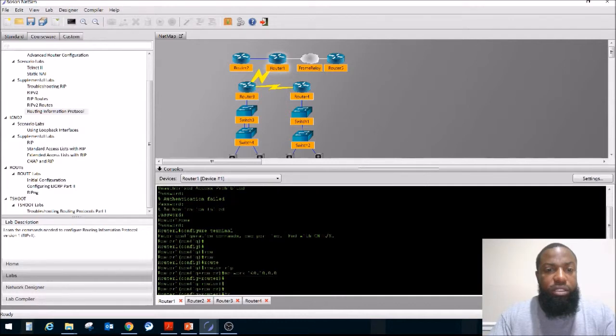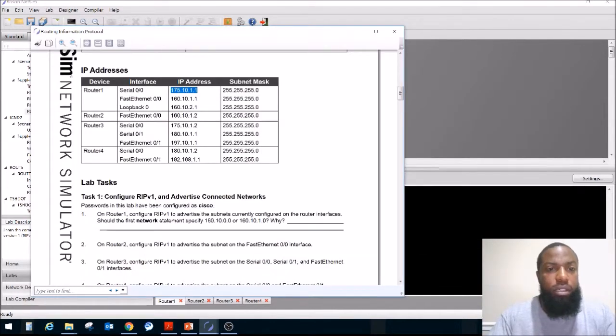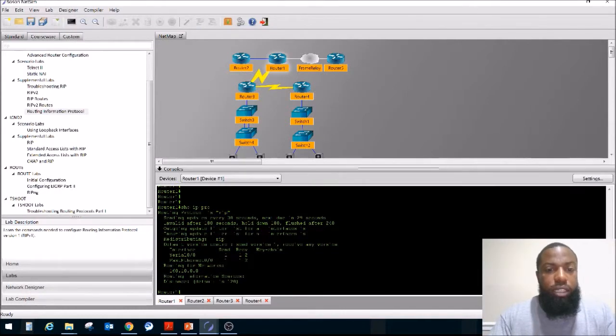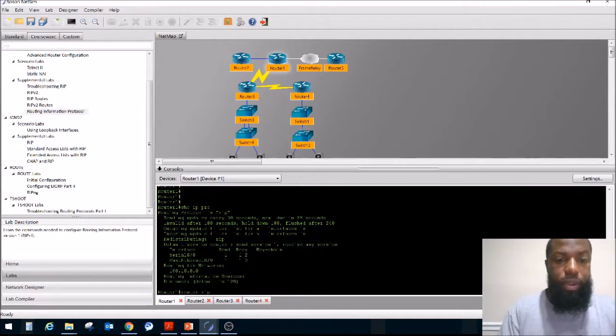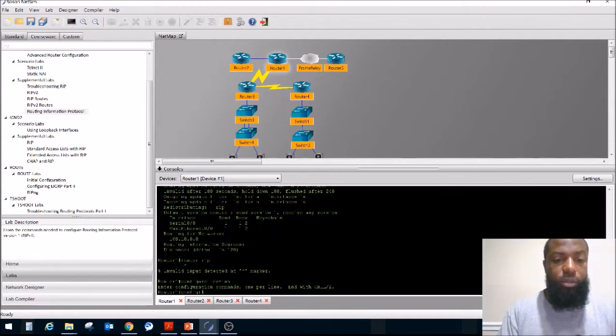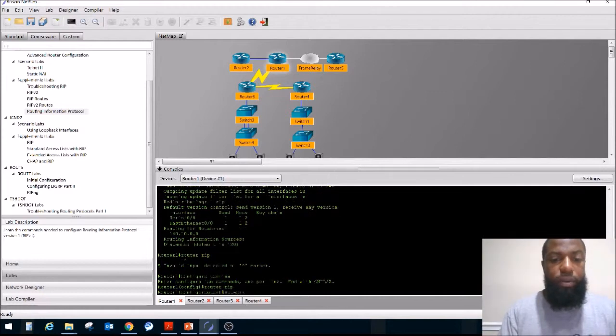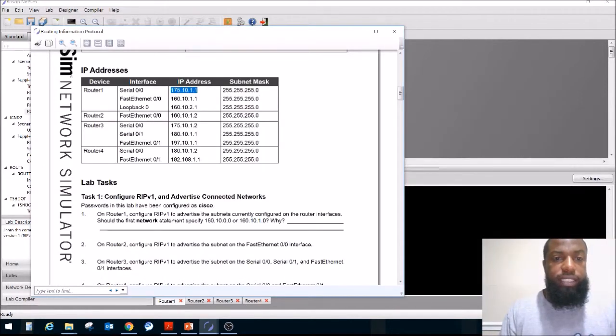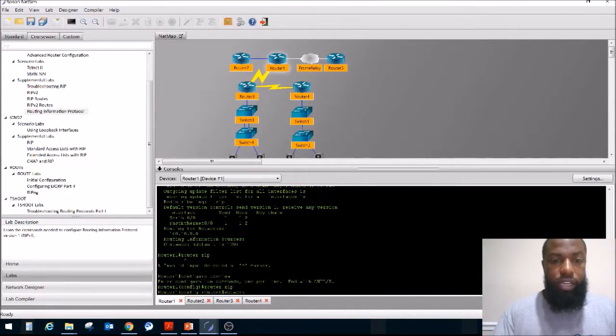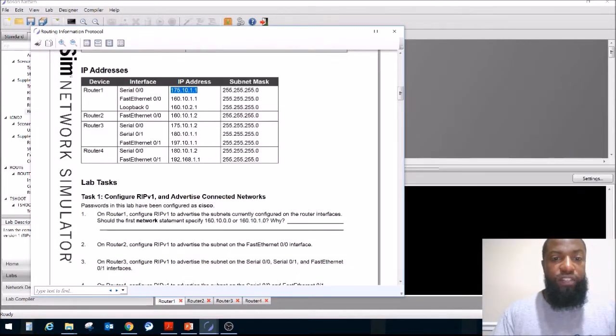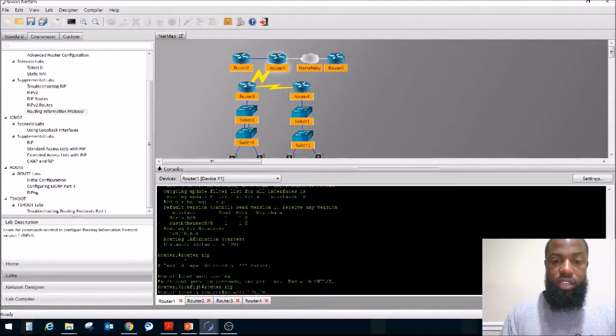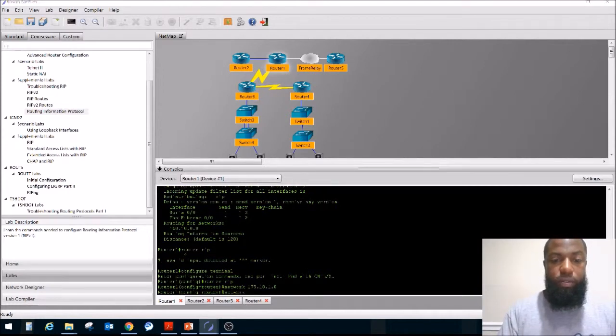I guess we didn't do that. We only did one network statement there. That's the problem. We didn't do those network statements. Configure terminal, router RIP, network 160.10.1.0. We did that, right? Yeah, we did that. So we've got to do 175.10.1.0, and network. Yeah, we did that one. That should be good enough for that guy.